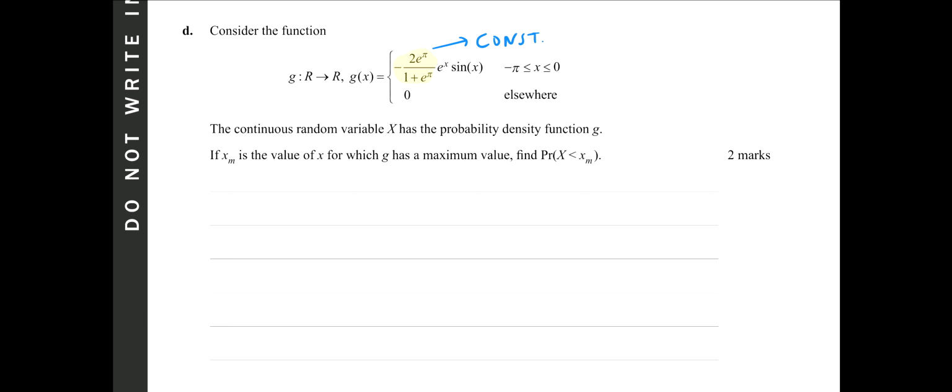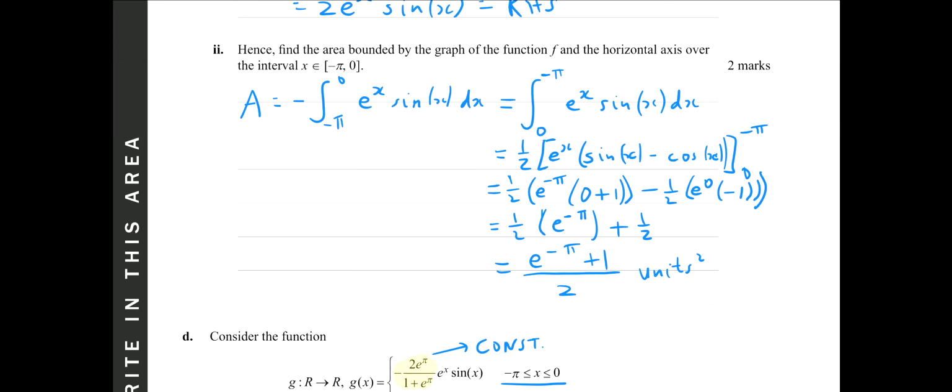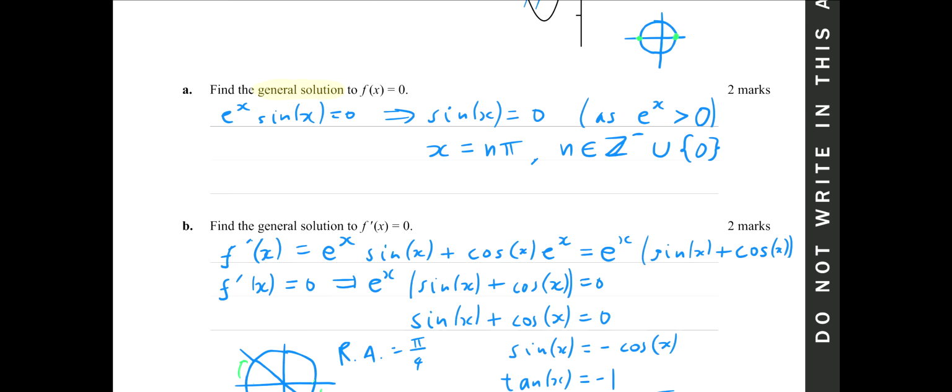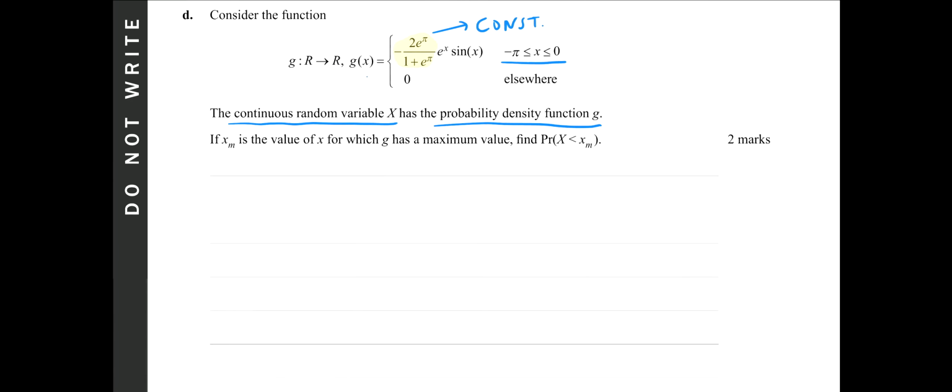Okay, and it is only from negative pi to 0. So this is a continuous random variable as well. So we are told that this is a continuous random variable x with a PDF g given by that function up there. So if xm is the value of x for which g has a maximum value, find Pr of x less than xm. Okay, so we actually do have a hint about this question because that constant, as I've highlighted, is a negative number, which means when you go back to this function over here, this entire bottom part that's highlighted is flipped upside down. So I'm actually going to just quickly sketch that so we can see what's going on.